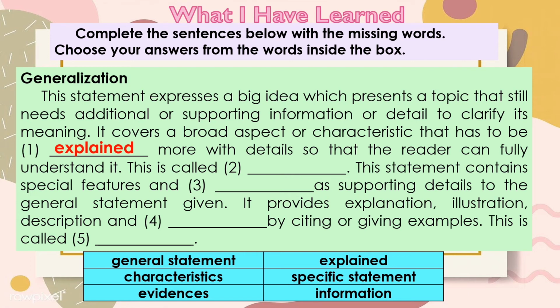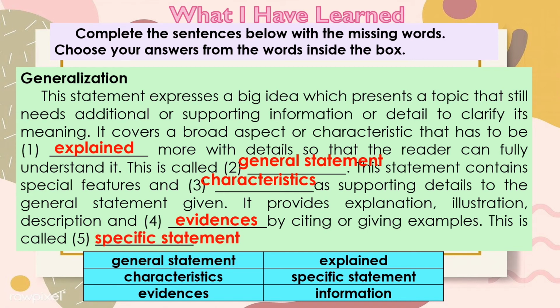This is called, what do you call that? Correct, it's general statement. This statement contains special features and blank as supporting details. What is the answer? Correct, characteristics are as supporting details to the general statement given. It provides explanation, illustration, and description, and blank by citing or giving examples. Correct, evidences by citing or giving examples. This is called blank. What do you call that? Correct, the specific statement.